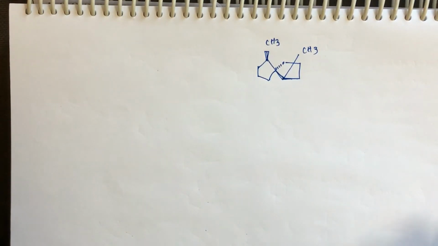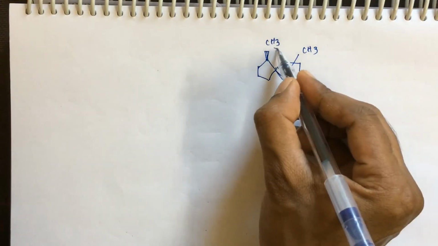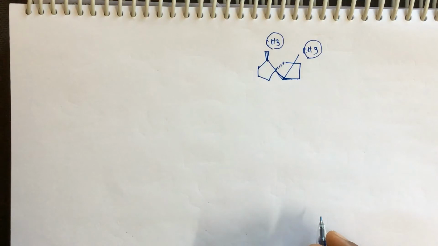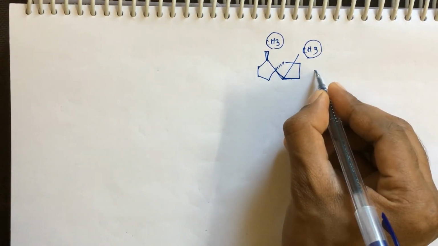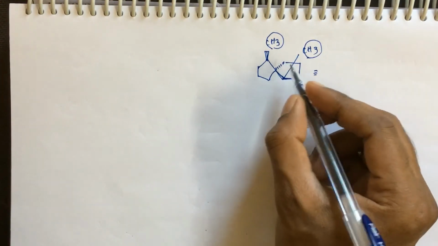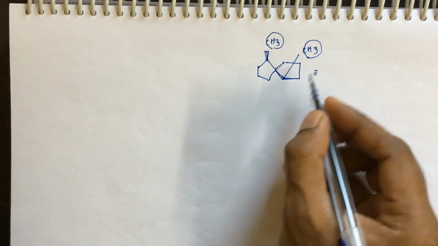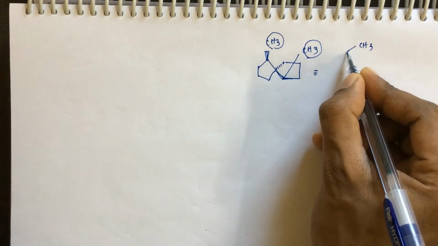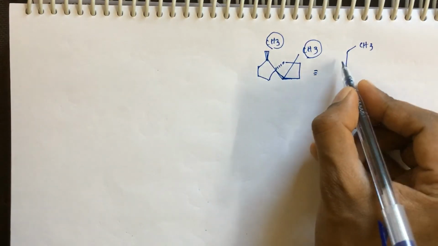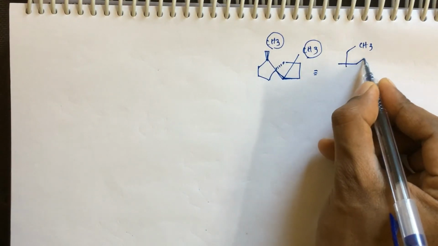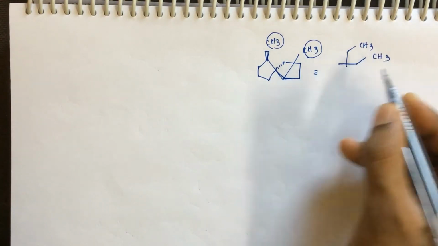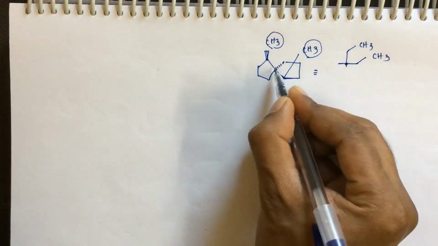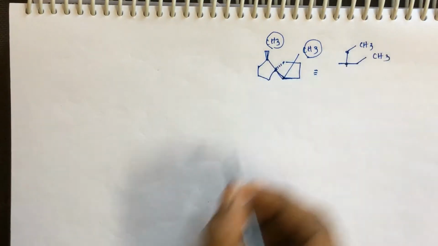So now we need to identify the relationship between these two methyl groups. Don't get confused by the arrangement we have drawn. You can write this one simply like this: a methyl group and this carbon, and here like this. So this carbon is this, and this one is this, and this carbon is this carbon, and CH3.